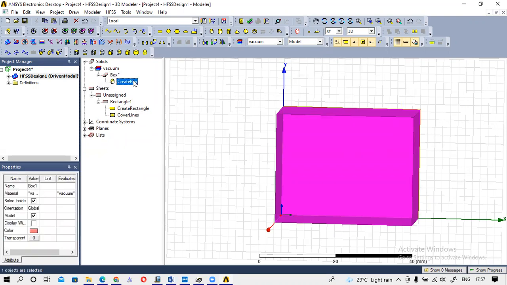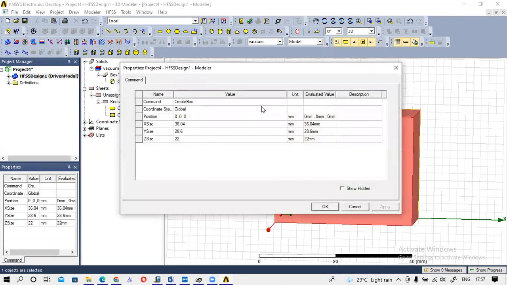Then importantly we have to change the coordinates. The position is 0, 0, 0. The x-axis is 36.04, that is correct, and the y-axis will be 28.6. When you are drawing the box, if you have different values, please change them to these values. Then it will fit nicely to the ground plane. Normally when I draw the box, it is already fixed.